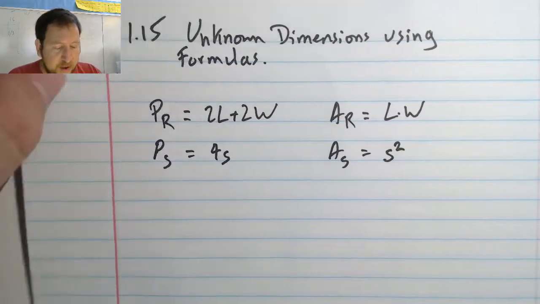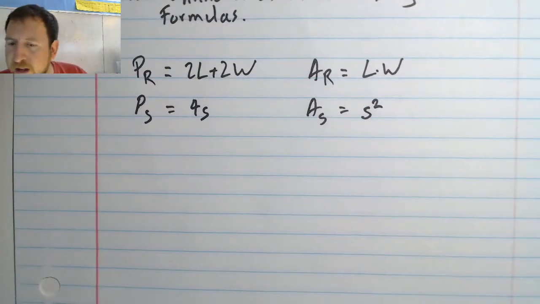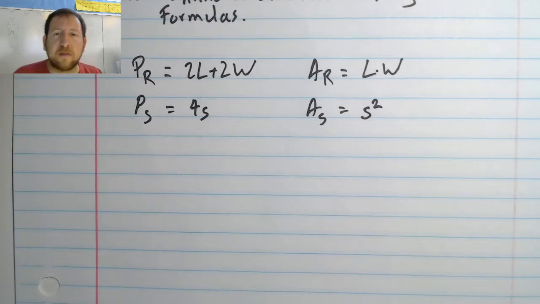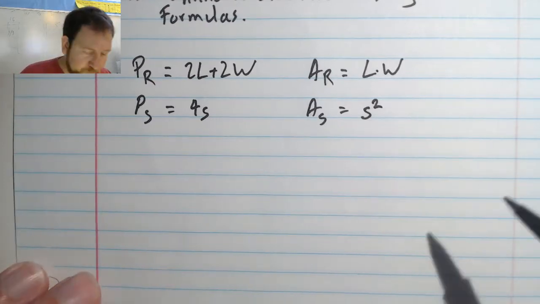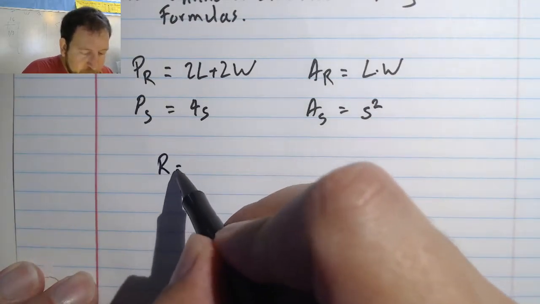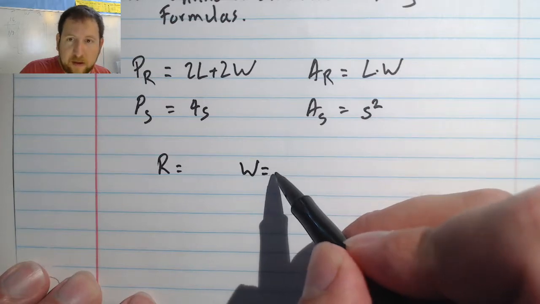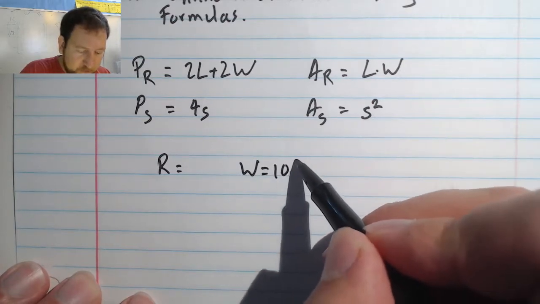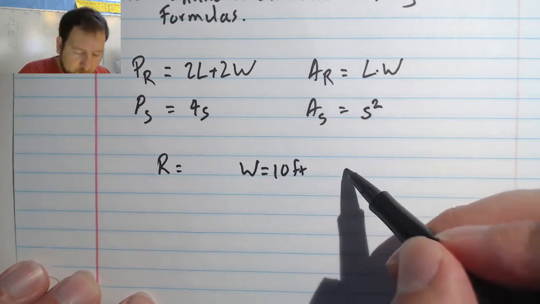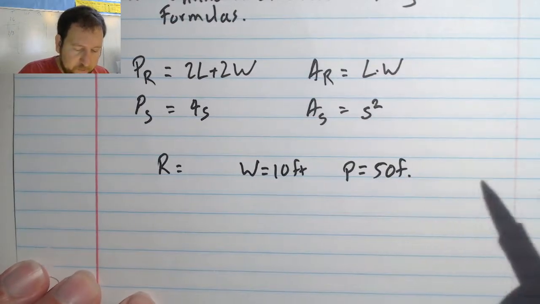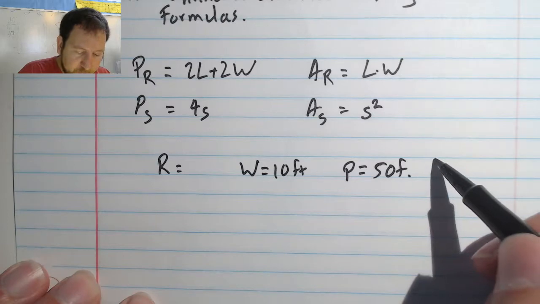Okay, this time we're going to give you an equation, or we've been looking at these equations, and we're going to give you some information, and you're going to work backwards. So for example, we're going to look at a rectangle. For this rectangle, the width is equal to 10 feet, and the perimeter is equal to 50 feet. What is the length?